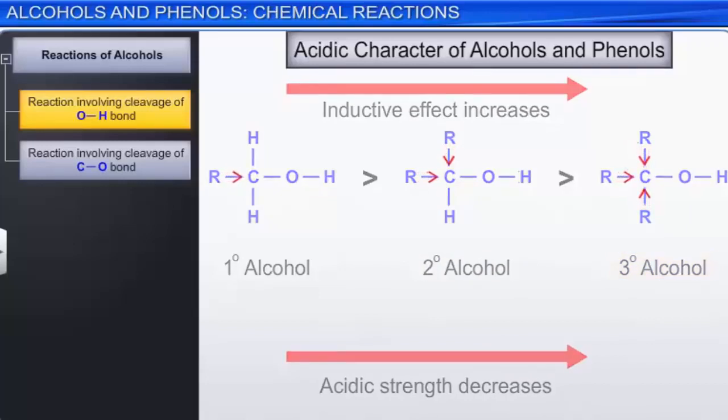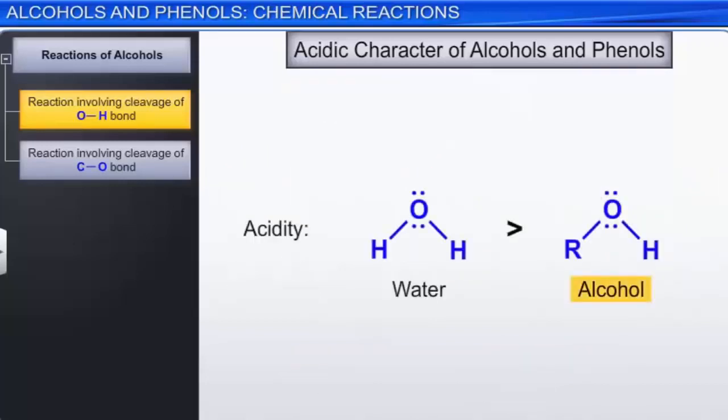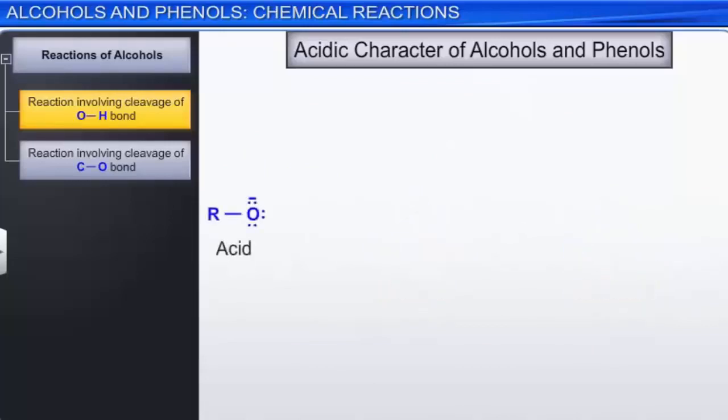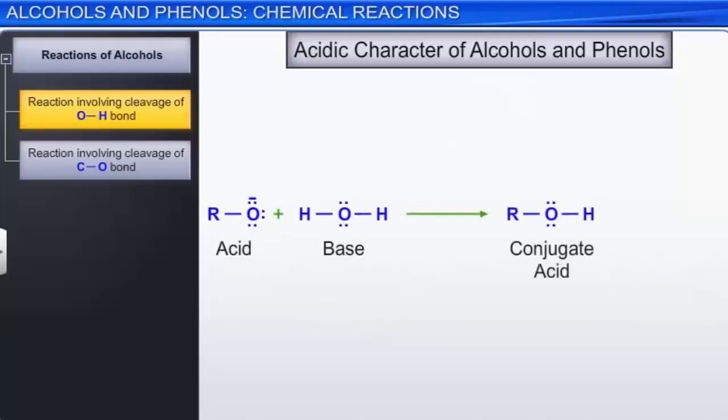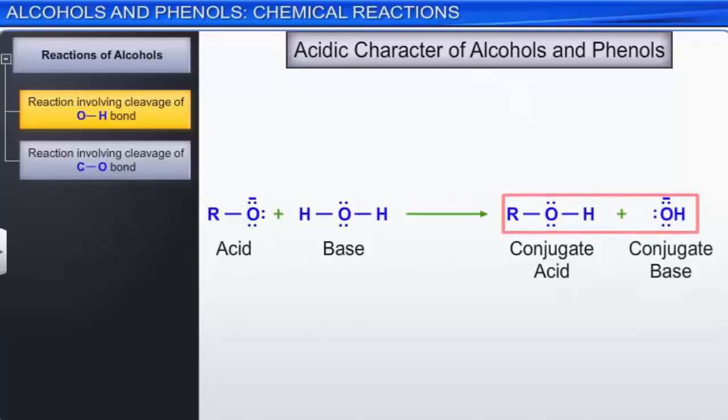Alcohols are weaker acids than water. We know this because alkoxide ions react with water to form the alcohol, the conjugate acid, and a hydroxide ion. Since this reaction favors the products, it means that water is a better proton donor than the alcohol.